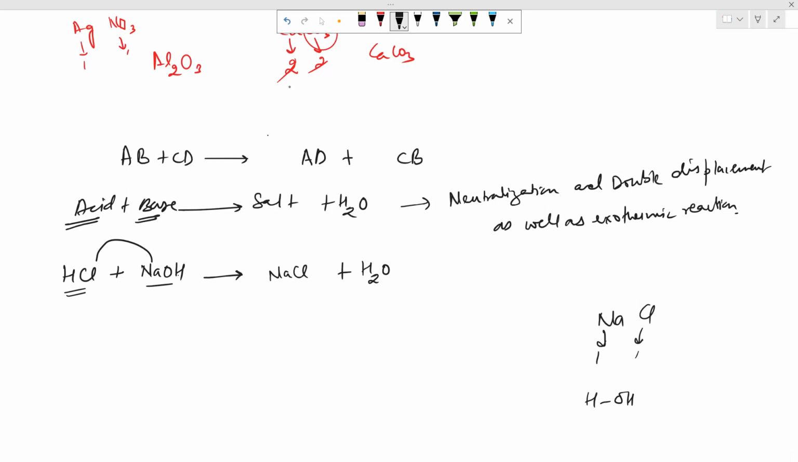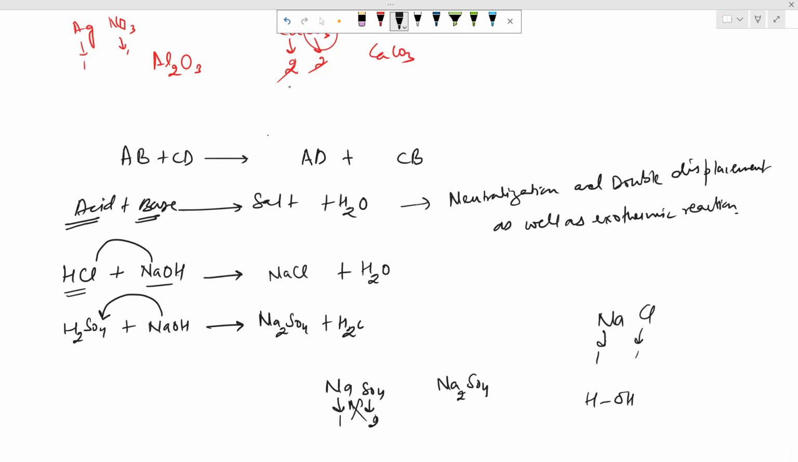Understood? Like for example, if you are having H2SO4 when reacted with NaOH, this time the formula will be Na and the sulfate ion is going to form sodium sulfate. The formula will be written accordingly because Na has valency 1 and sulfate ion has valency 2. So cross multiply, you will get Na2SO4 plus water. Got it?